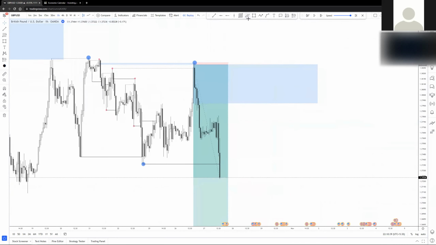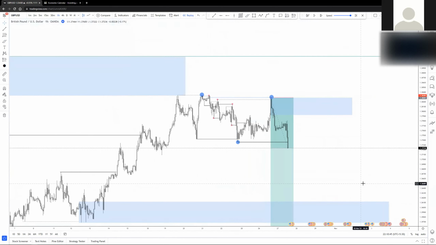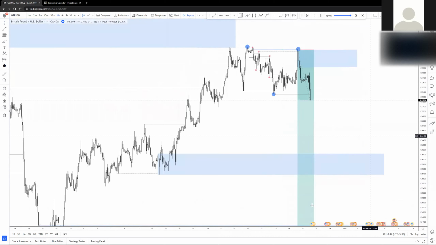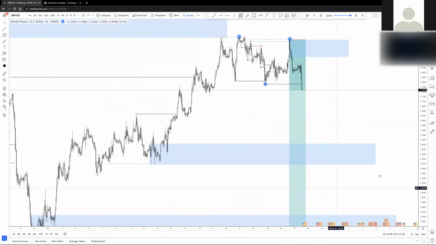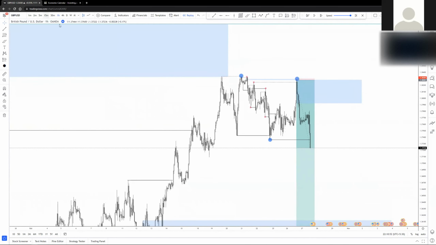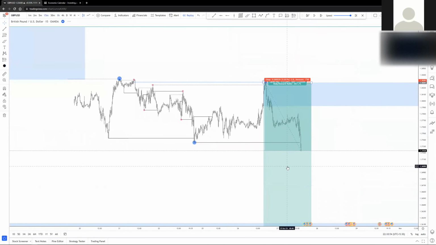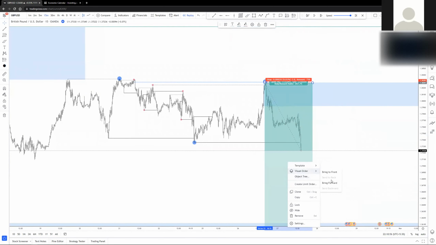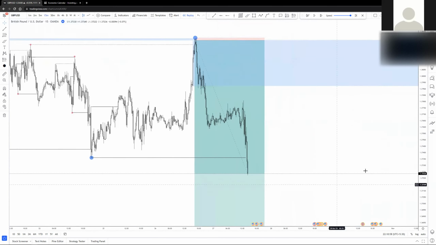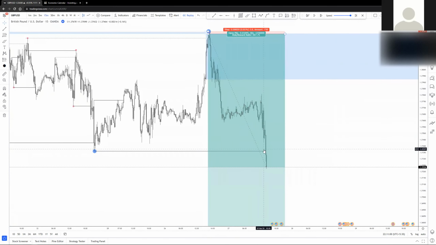So now you will have to wait for a confirmation entry. So now let's wait. Now we have all of these obstacles marked out. Let's go to a lower time frame and then wait for that. Now we have the high marked out.